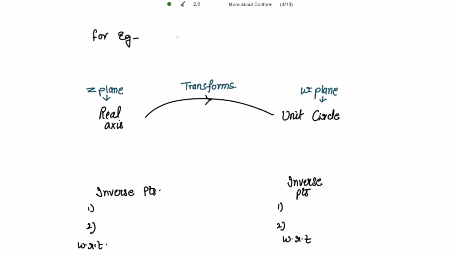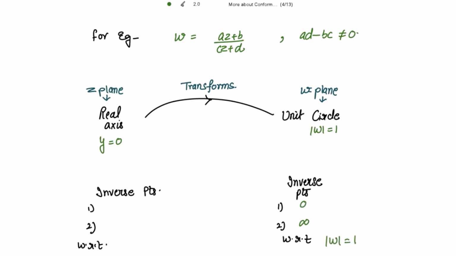So let's say the original transformation is W equal to (AZ plus B) over (CZ plus D), with the condition, which is very important, that AD minus BC should be non-zero. And suppose in the Z plane I have the real axis y equal to 0, and I have to transform this into the unit circle mod W equal to 1 in the W plane, right? And the inverse points with respect to mod W equal to 1, the circle in the W plane, are 0 and infinity, right?